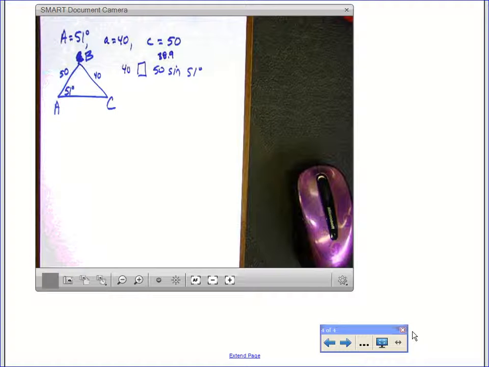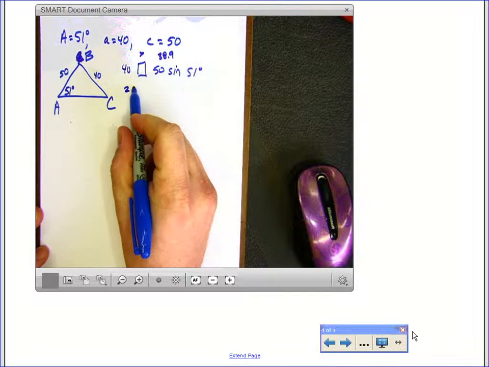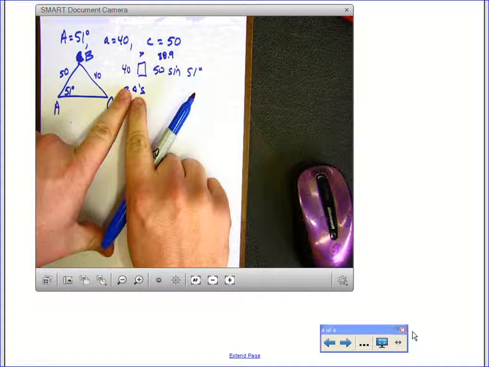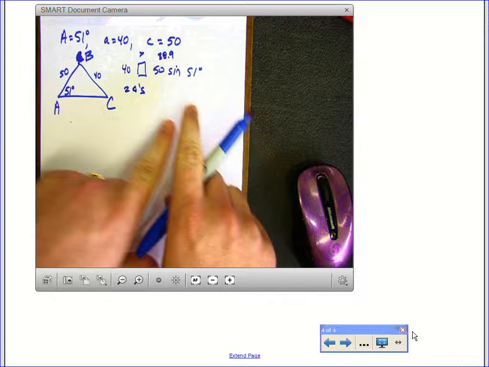Now, greater than, thank you. Okay, so that means it's going to be two triangles. I hope you didn't have anything else planned for your day because it's going to take the rest of the day to get it. Now it's two triangles, so I have to solve for two triangles.